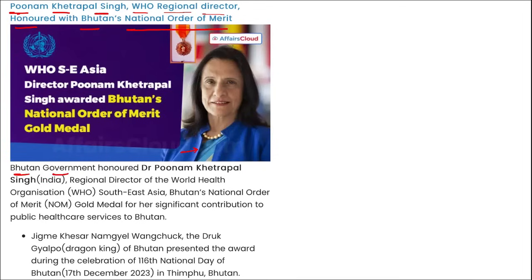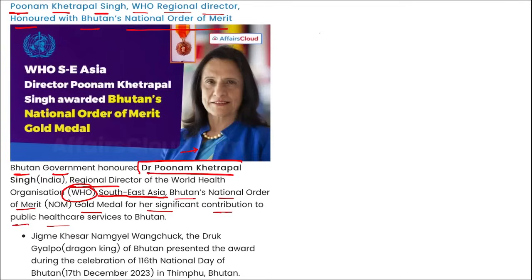Correct? The Bhutan government honored Dr. Poonam Khetrapal Singh, Regional Director of WHO for the Southeast Asian region, with Bhutan's National Order of Merit Gold Medal for her significant contribution to public healthcare services to Bhutan, right? For her contribution to public healthcare services to Bhutan, she was honored with this gold medal, that is Bhutan's National Order of Merit Gold Medal.